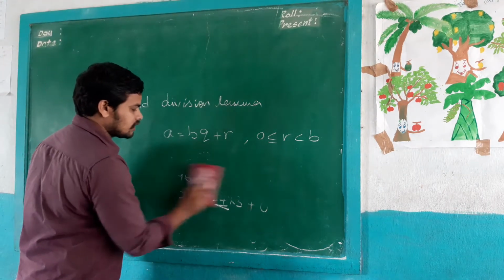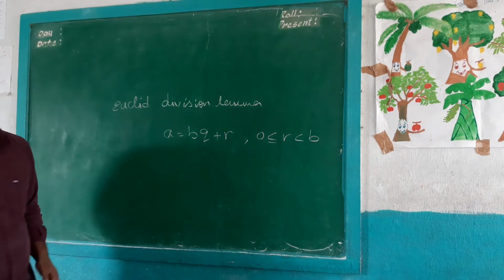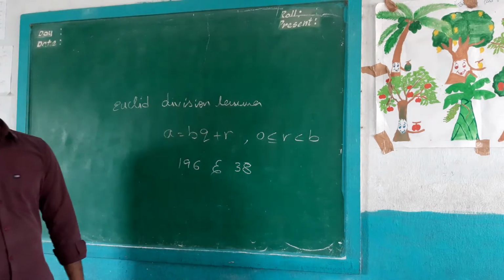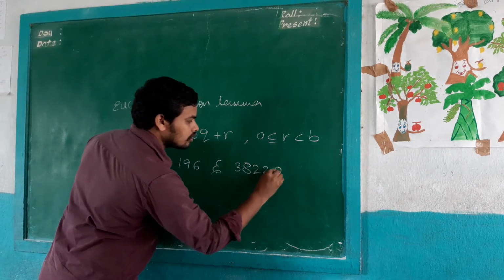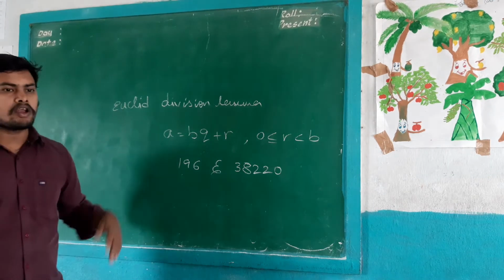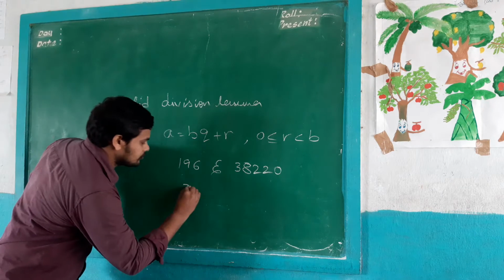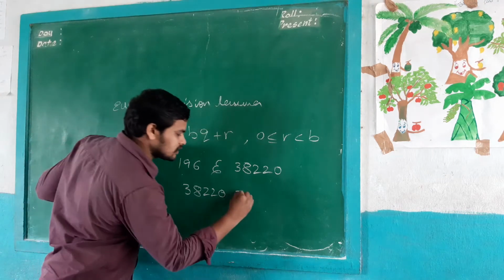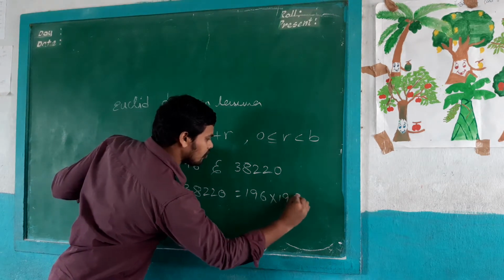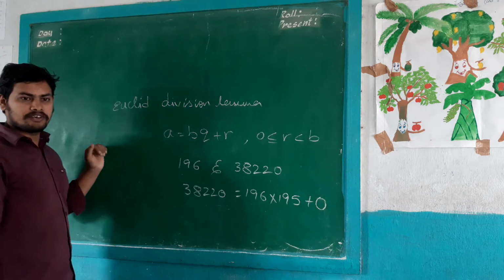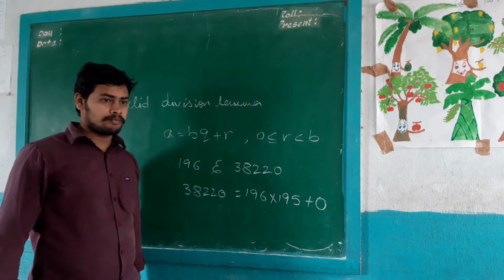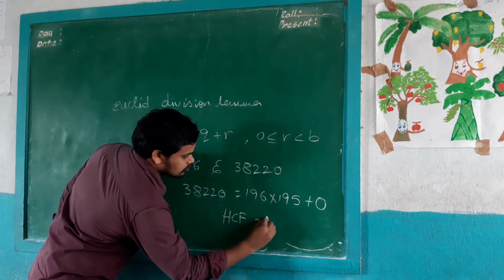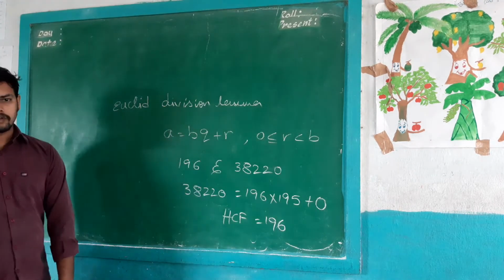Okay. Now consider 196 and 38, 220. Which is the largest number here? 220. How can you write 196 into 1 plus 0? So the HCF is 196. Okay. Next one.